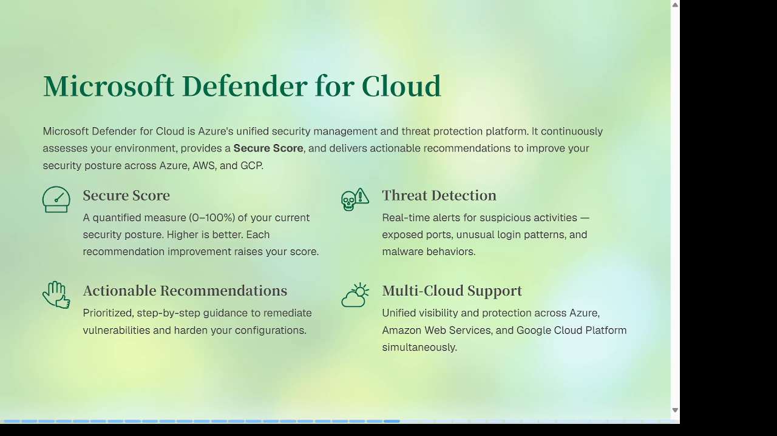So here you have to remember Microsoft Defender for Cloud: security posture plus threat protection, secure score 0 to 100, security rating, provides real-time alerts and recommendations, supports Azure, AWS and GCP, focuses on continuous improvement. If you see questions about security monitoring or posture management, the correct answer is Microsoft Defender for Cloud.